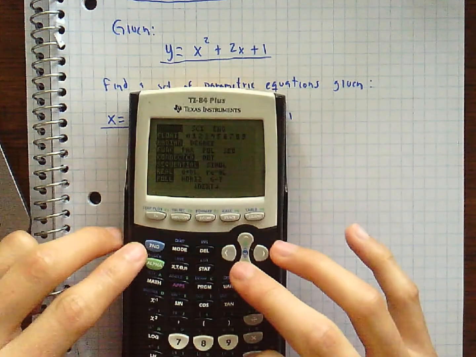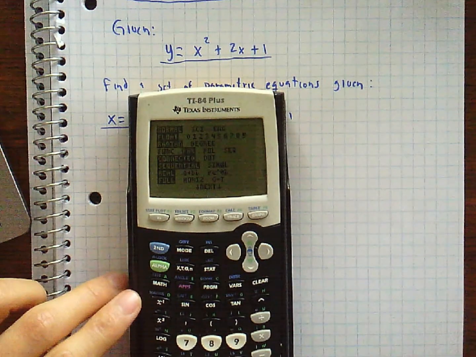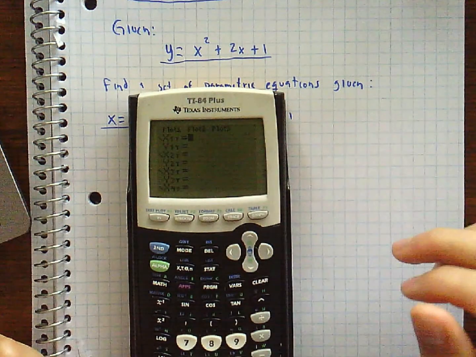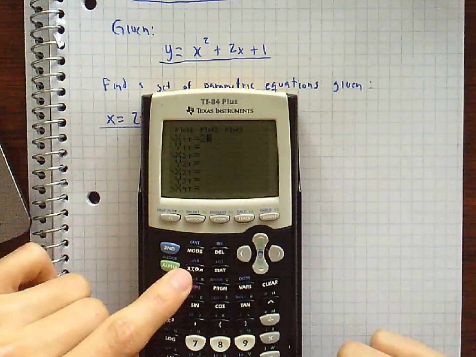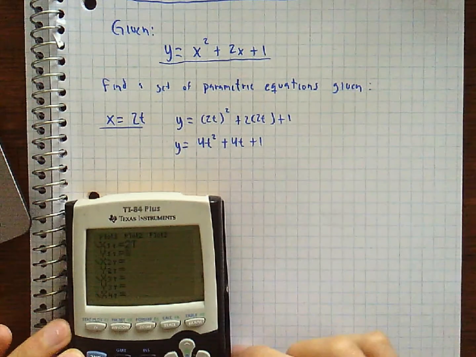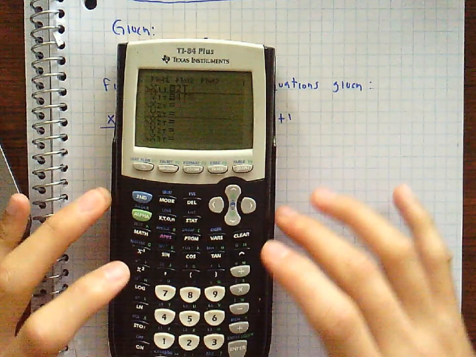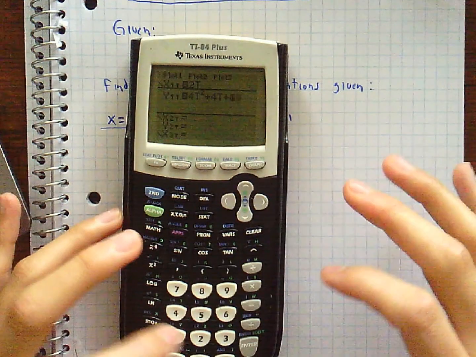So now if I go to parametric mode on my calculator, and then I go to y equals, now I have x and y equations. For the x I'm going to put 2t, so 2 where the t is located, and on the bottom one I'm going to put the other equation, which is 4t squared plus 4t plus 1.